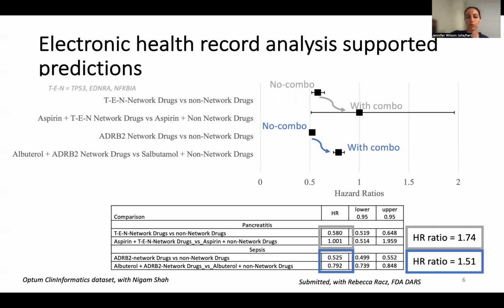There's another example here where we did an analysis again for sepsis. This time the network class was defined by the adrenoreceptor beta 2 in the network. The combination drug was albuterol, also known as salbutamol. That drug was not associated with sepsis on the drug label, but was only associated with sepsis when used concurrently with one of the network drugs.